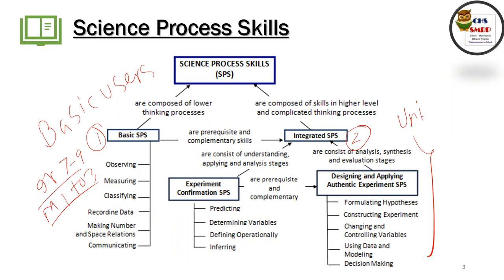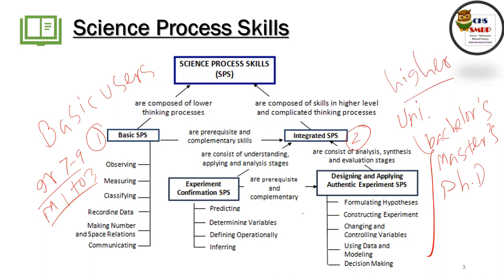Integrated science process skills are for the higher tier students, for example, those who study at a university, those who do a bachelor's degree, and then master's degree, and PhD or something like that. But not only that, you also can use some knowledge from the integrated science process skills with the basic science process skills. And those will be really helpful for you to conduct your IS projects.